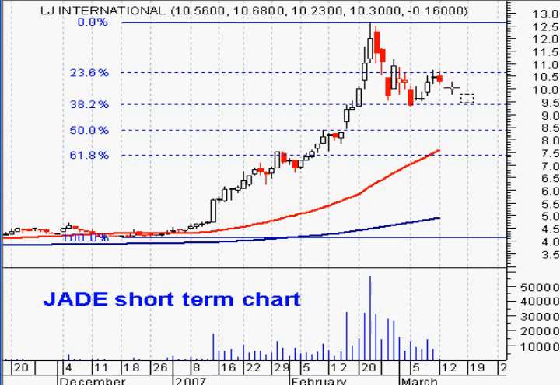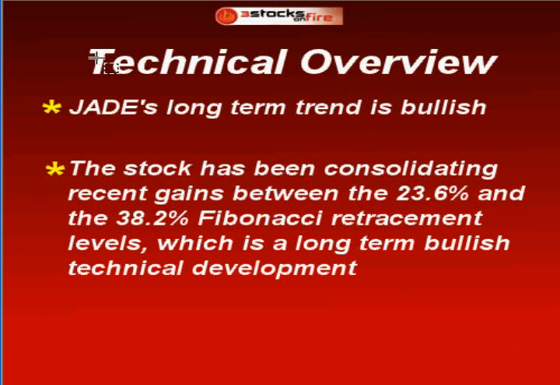Perhaps it will continue to correct here until the 50-day moving average approaches the price, and maybe then a new bull leg. Technical overview: JADE's long-term trend is bullish. The stock has been consolidating recent gains between the 23.6% and the 38.2% Fibonacci retracement levels, which is a long-term bullish technical development.